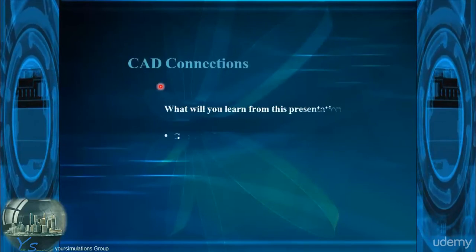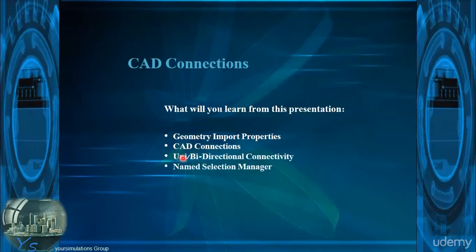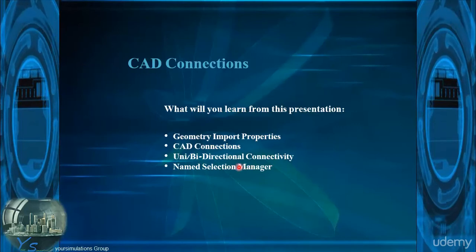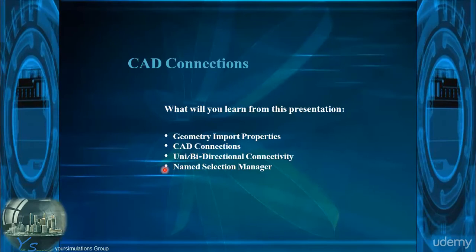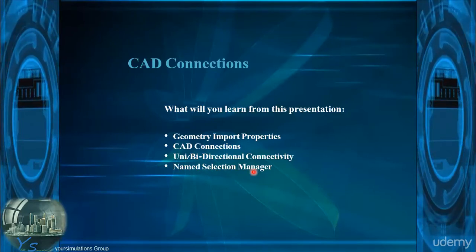We'll start by talking about the geometry import properties associated with CAD import. We'll then move to talk about the CAD connection tools themselves. We'll then move to talk about one- and two-way CAD connectivity, or uni- and bidirectional connectivity with CAD. We'll then finish by talking about the name selection manager.